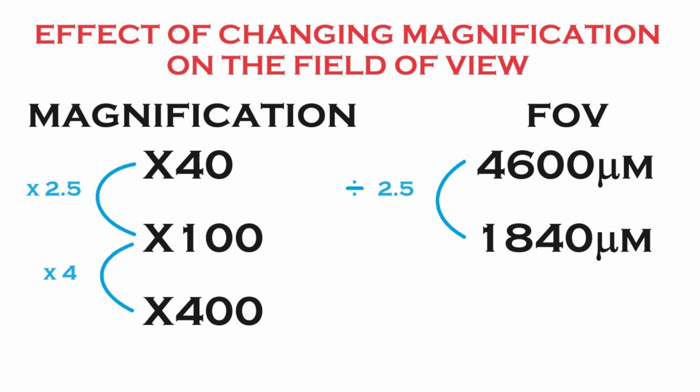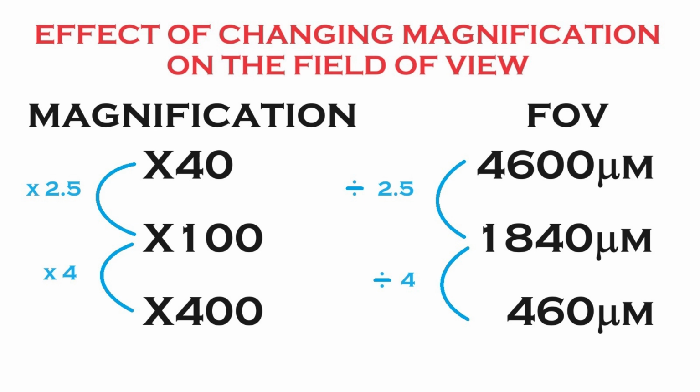Then if we go from times 100 to times 400 in magnification, which is an increase of times 4, the field of view needs to be divided by 4. So we go from 1840 micrometers divided by 4 is 460 micrometers. An easier way to do it might be to say if we went from times 40 to times 400, which is a factor of 10, then the field of view needs to decrease by a factor of 10.